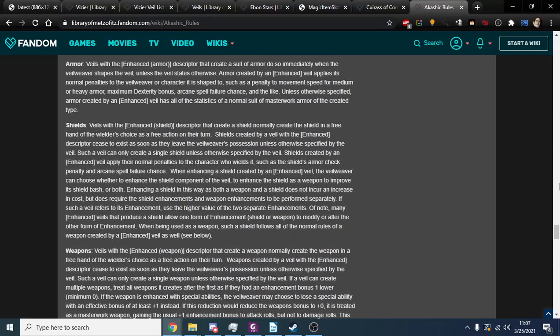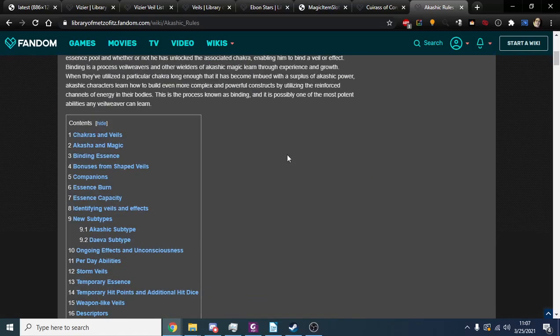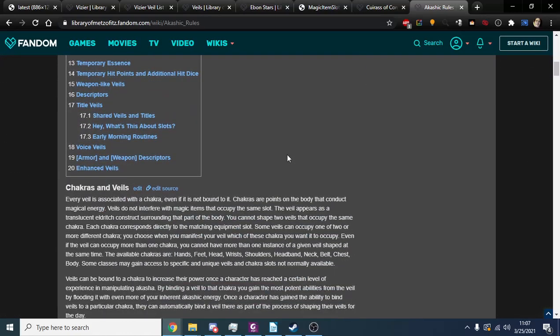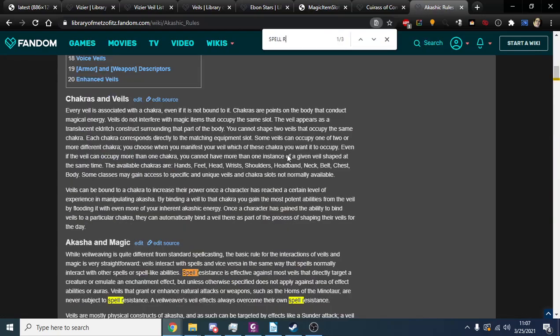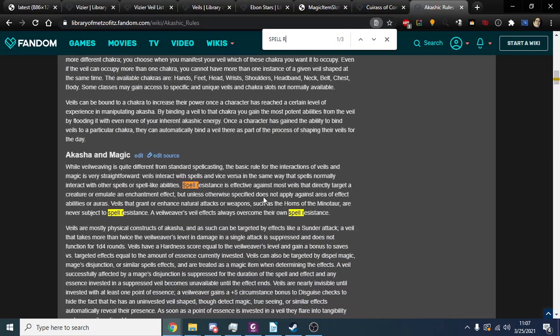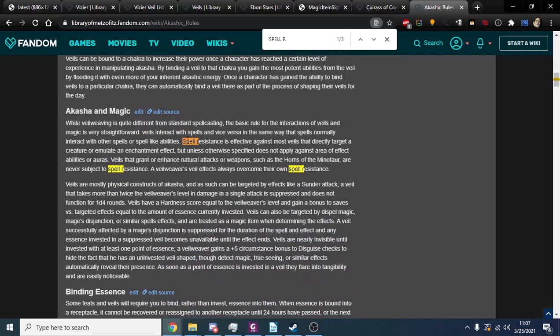And didn't I talk about spell resistance? Where is spell resistance? Oh, here we go. It's here at the top. So you can see here that spell resistance is only effective against veils that directly target a creature or emulate an enchantment effect, but unless otherwise specified, does not apply against area of effect abilities or auras, nor does it apply against weapons, natural attacks, things like that. And of course, a Veilweaver's veils always overcome their own spell resistance. And here's where it talks about the Sunder stuff.